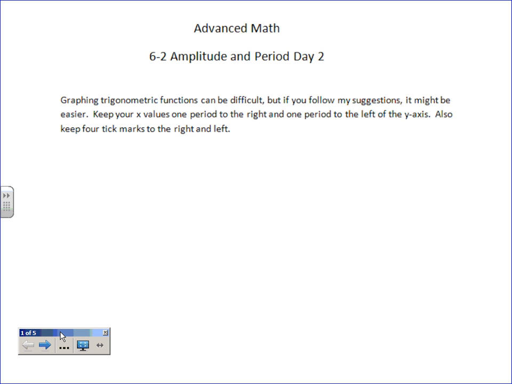And as you can see there, it says to keep your x values one period to the right and one period to the left. What I mean by that is, for example, if we were just doing sine, what is one period for sine? How long does it take for sine to repeat? 360. So do you agree, here's the middle. To the right, then, I would say go to 360 for sine. So I said one period to the right and one period to the left. So over here would be negative 360.